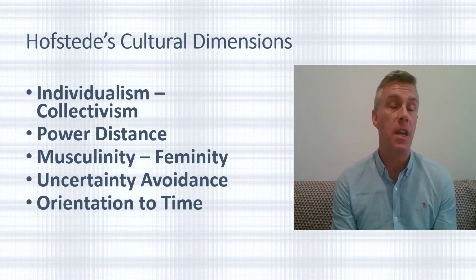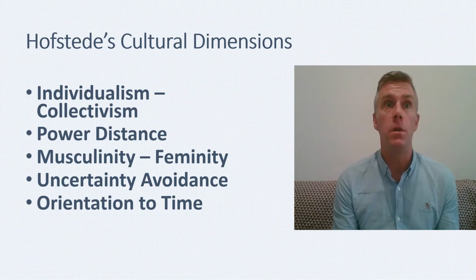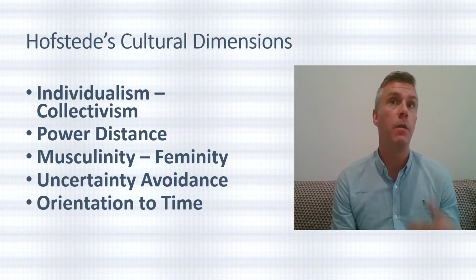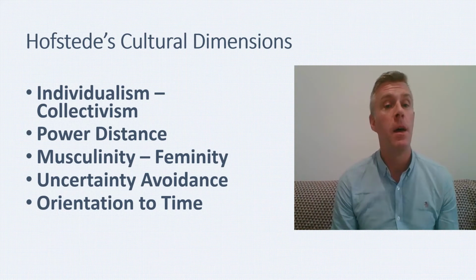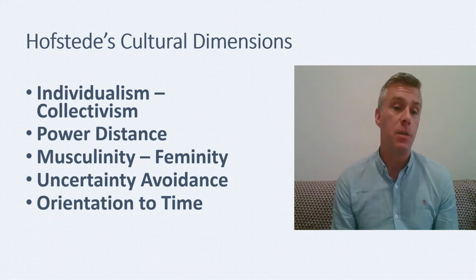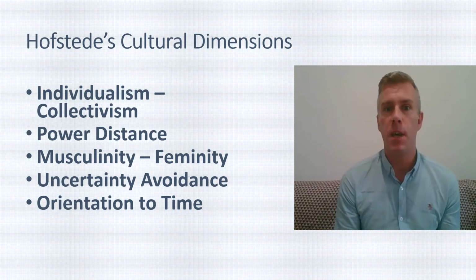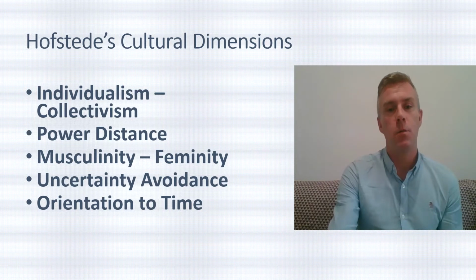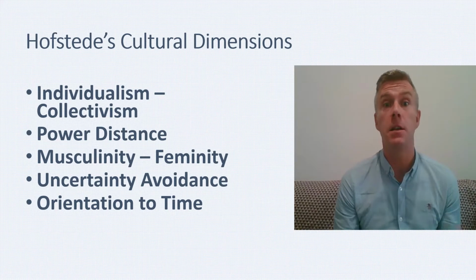Then uncertainty avoidance. This relates to the rules that we have generated in our societies. Do we have a lot of rules and follow them? Do we have a lot of rules, but we don't necessarily follow them, and so on. And then the last dimension relates to orientation to time. Are we good timekeepers generally, or is time very relative? We'll discuss this in much more detail now and how it relates to the intercultural classroom.